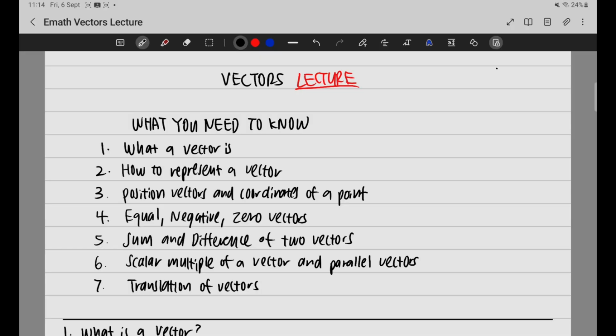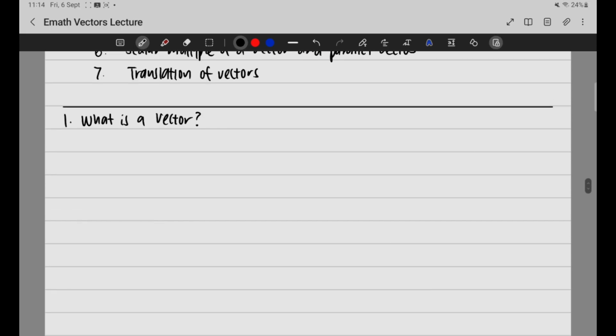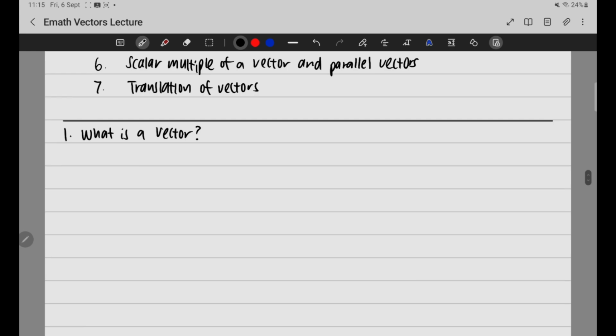Today we are going to talk about vectors. So this lecture will cover everything you need to know about vectors for the entire E-math syllabus. And I've condensed everything you need to know into these 7 points, of which I'll go through all of them in today's lecture. So let's just start off by defining what exactly is a vector.